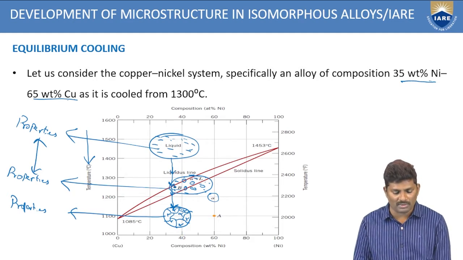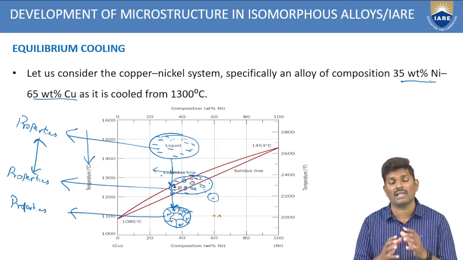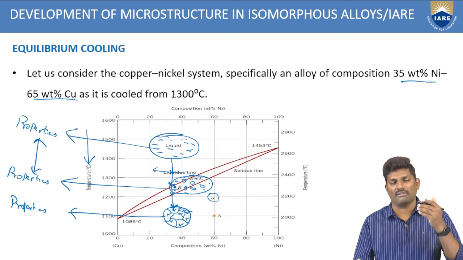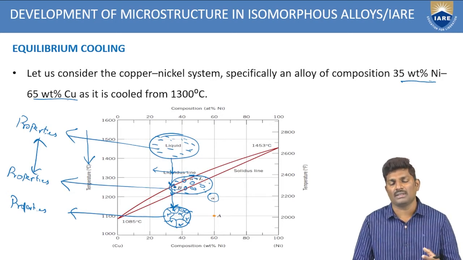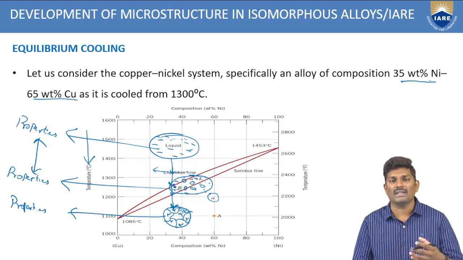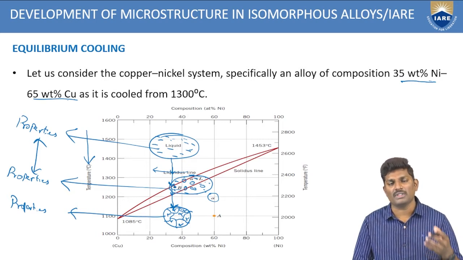If you want to find out what the microstructure is at this point, again you'll have a different microstructure. So at each and every stage of temperature, whichever alloys we are taking, whether it is a copper or nickel combination, it has its own microstructure. So based upon the microstructure, you can characterize that material based upon those properties.